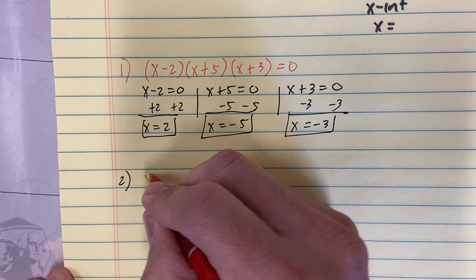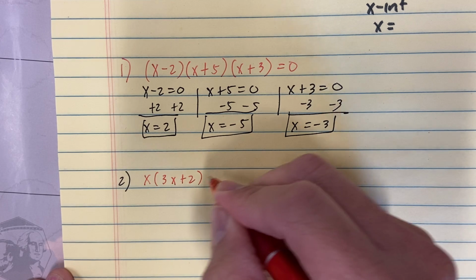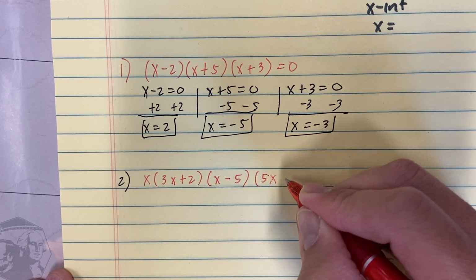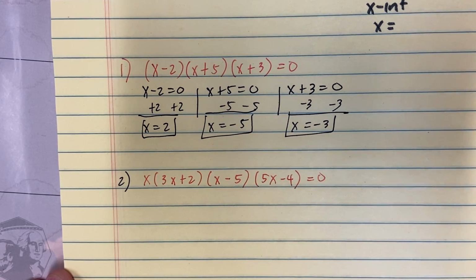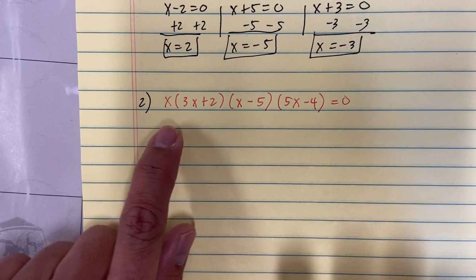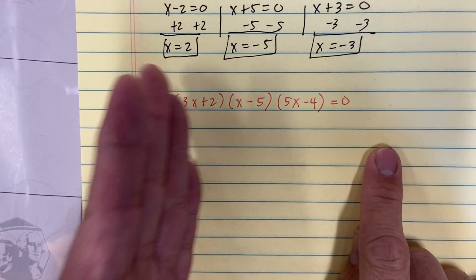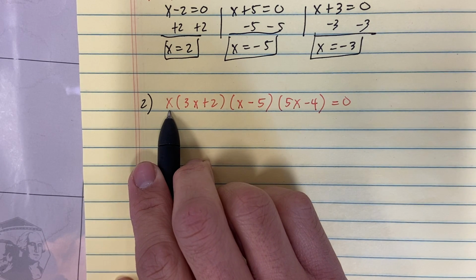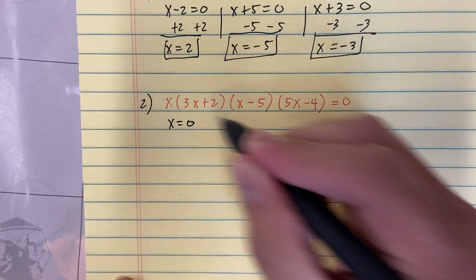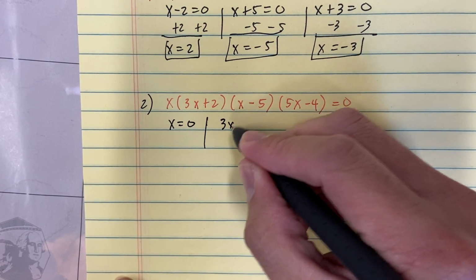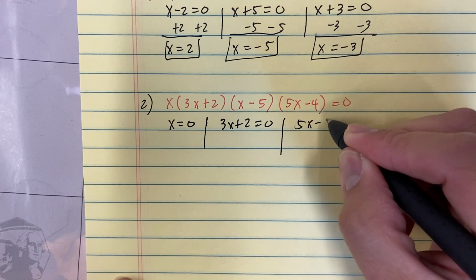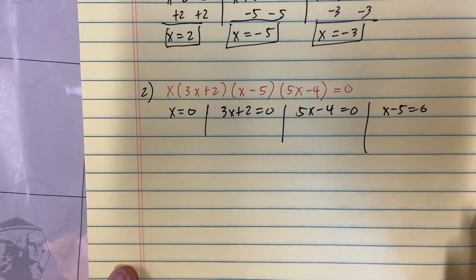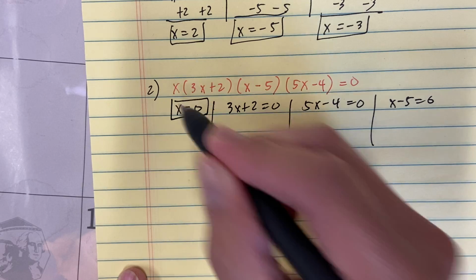One more. If you're given x(3x + 2)(x - 5)(5x - 4) = 0, you are going to split them again into multiple factors because you're given the factored form. Here, there's an x in the beginning of the equation, so that's already x = 0. That's a separate factor. 3x + 2 = 0, 5x - 4 = 0. Oh, I skipped the x - 5 = 0. Solve it. This is already isolated, so that's the answer.